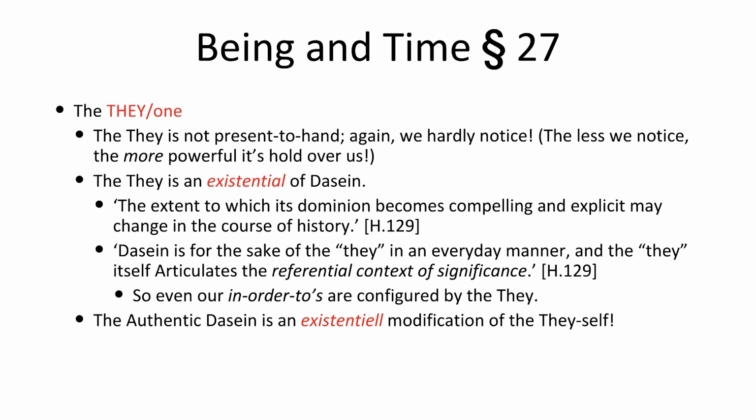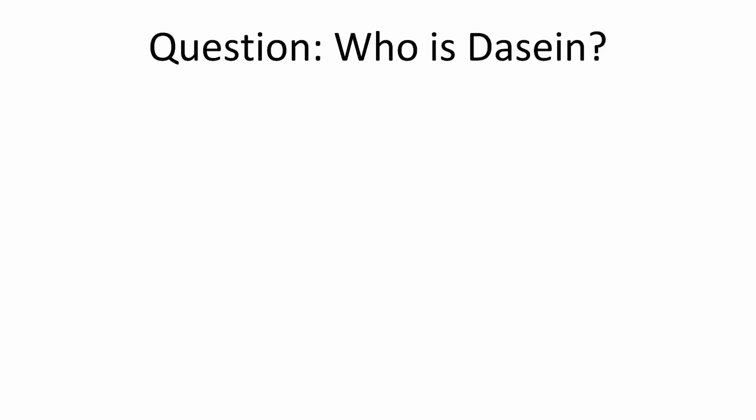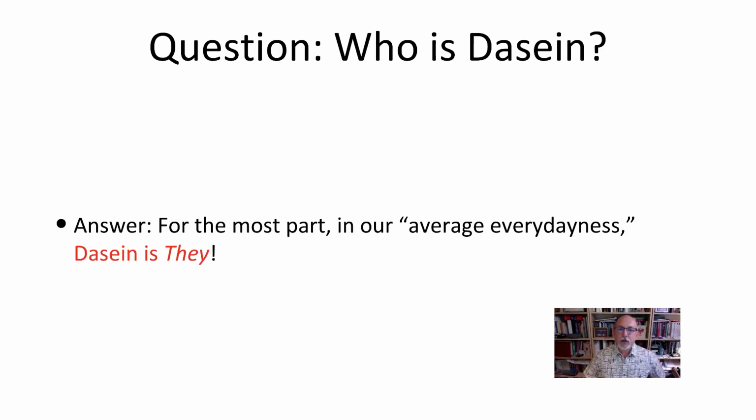So authentic Dasein then would have to be an existentiell, an ontic modification of the they self. If the they self is an existential and the they self is inauthentic, then inauthenticity is structural. We are inauthentic beings. We are selves that aren't selves. That's the paradox. That's the tricky being of Dasein. To be authentic is something we have to do. We have to actualize certain possibilities in order to have a shot at what Heidegger says, taking ownership of our own being, of Dasein, being authentic. Ontologically, you're Dasein, whether you're authentic or inauthentic. Ontically, one might find one's authentic self. Maybe, possibly. So who is Dasein? Answer: for the most part, in our average everydayness, Dasein is they.